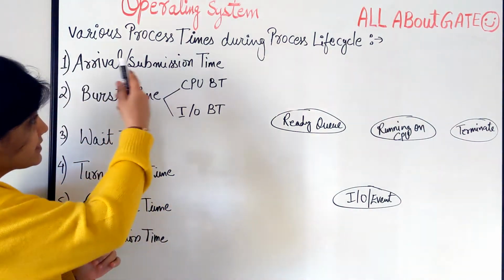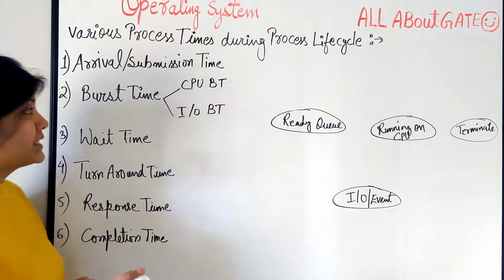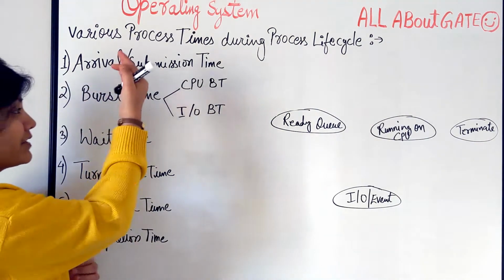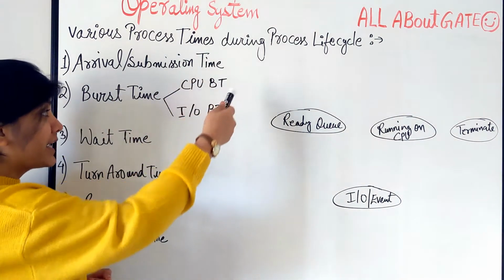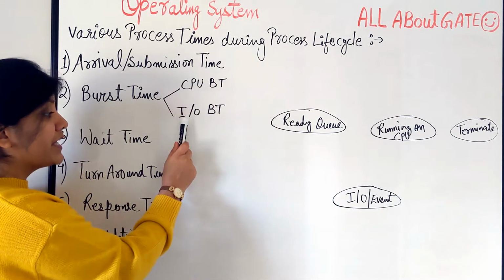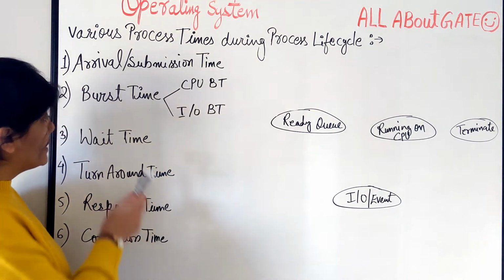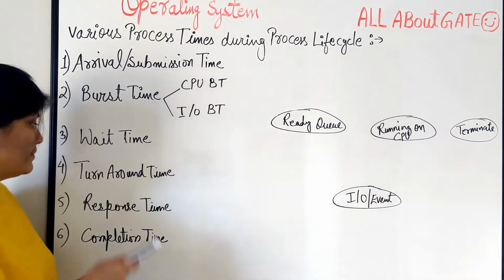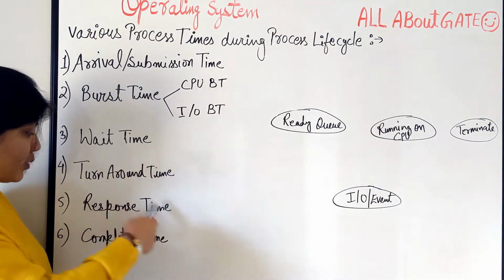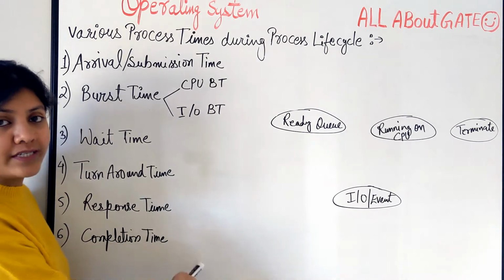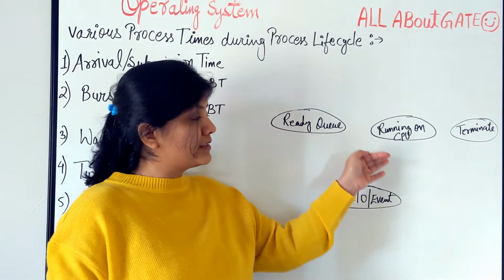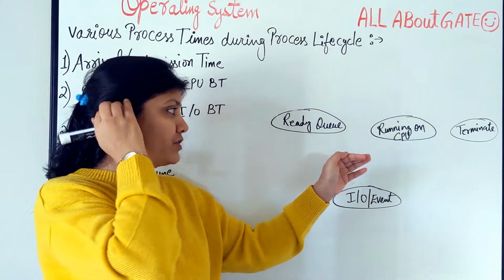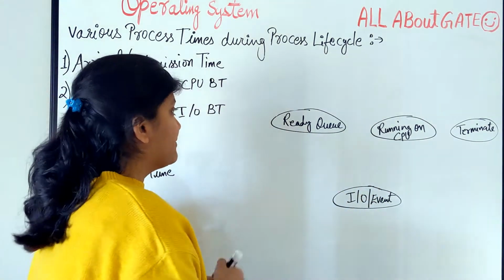So the various times related to a process are the arrival or submission time, the burst time, which could be further categorized as CPU burst time or input output burst time, wait time or waiting time, turnaround time, response time, and the completion time. I'm going to explain all these times along with the STD diagram, the state transition diagram. So let's start with the very first one.